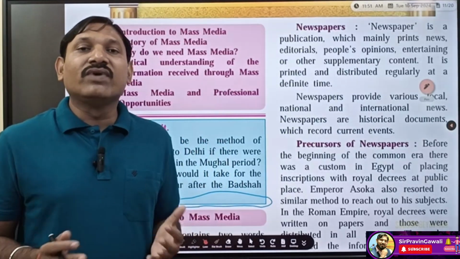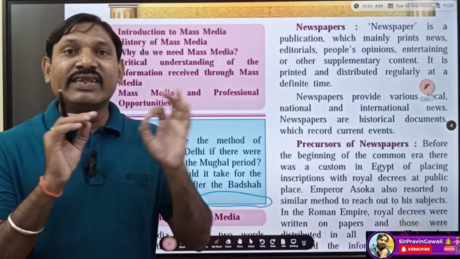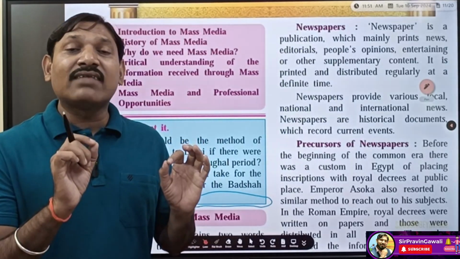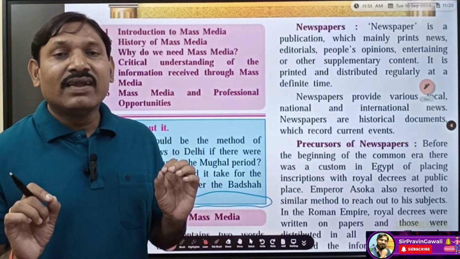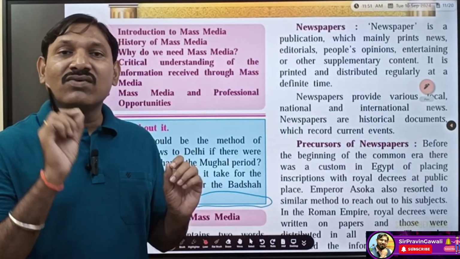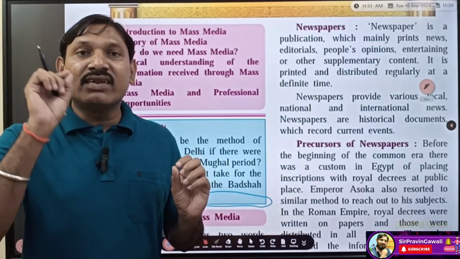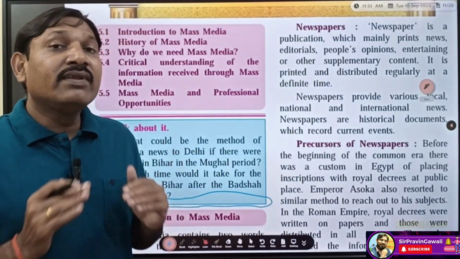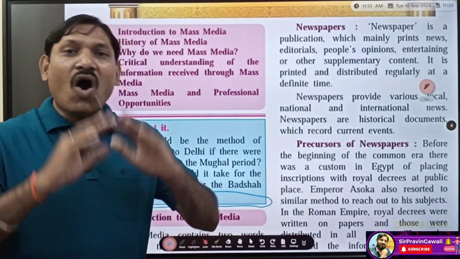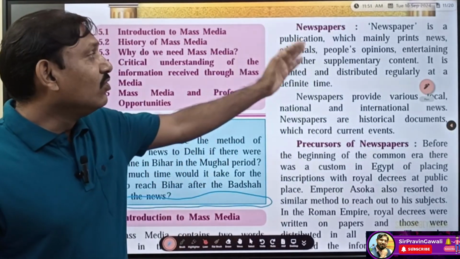In newspaper, what do we see? Most importantly, in newspaper we can read news. These news can be related to all the fields. The news related to politics, news related to social, or news related to IT, news related to sports, news related to entertainment, news related to health. So all kinds of information or knowledge we can read in the newspaper.